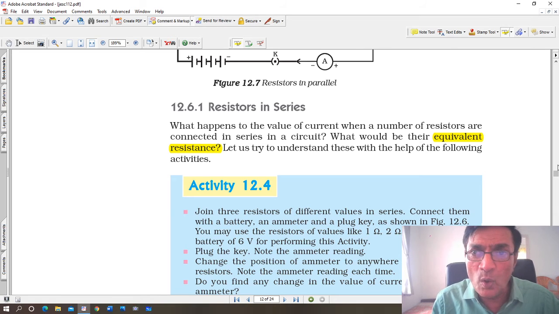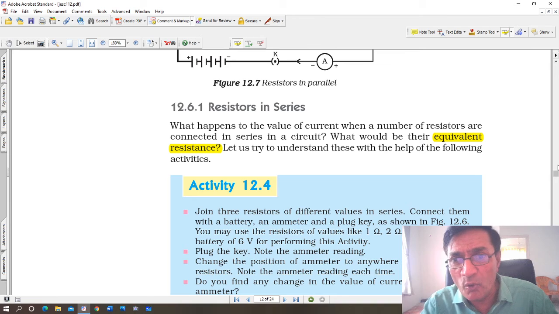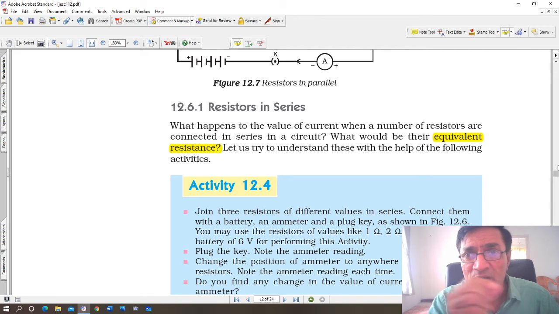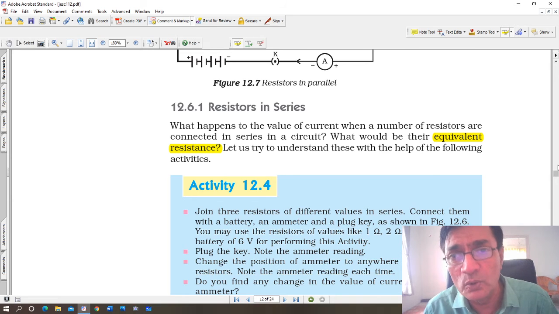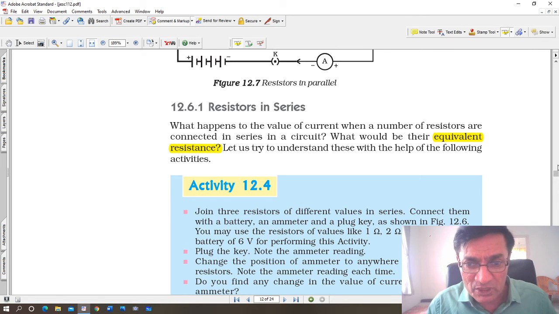If R1 is 2 ohms, R2 is 3 ohms, R3 is 4 ohms, 4 plus 3 plus 2, okay, that is 9. So the equivalent resistance of the whole circuit will be 9 ohm. In other words, equivalent resistance R would be R1 plus R2 plus R3, 2 ohms plus 3 ohms plus 4 ohms. That will become the equivalent resistance of the whole circuit when all the three are connected in series.